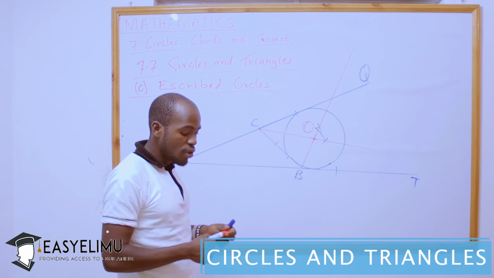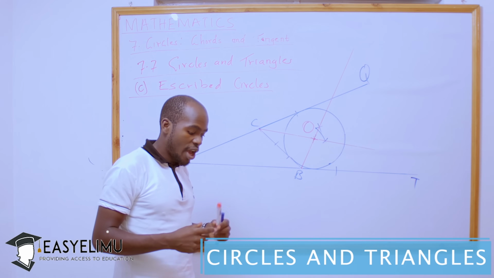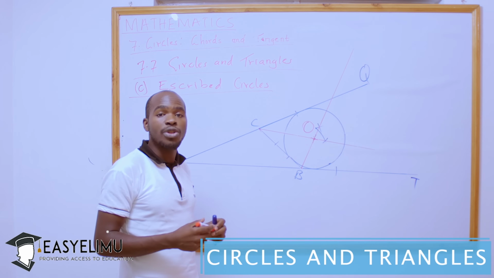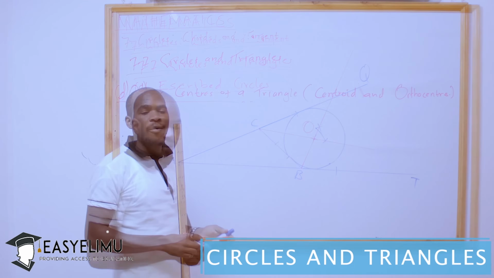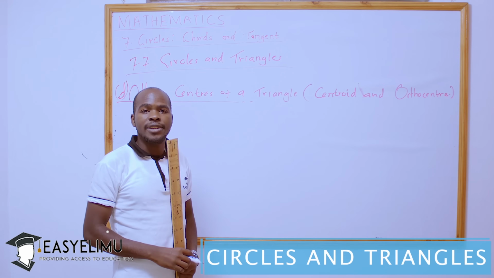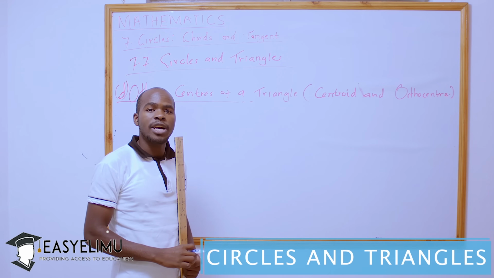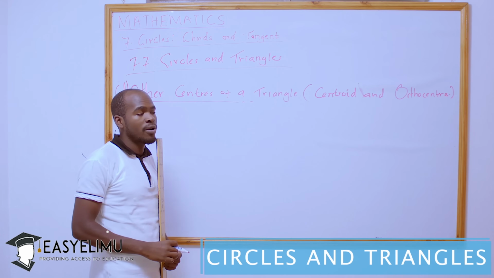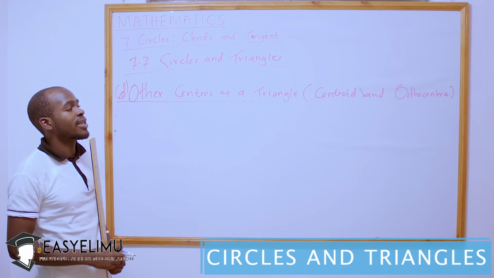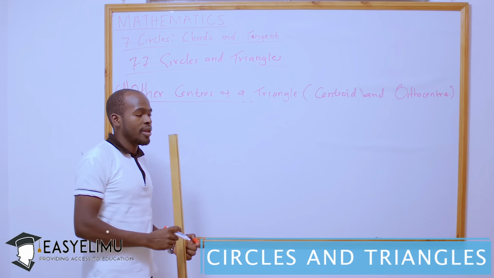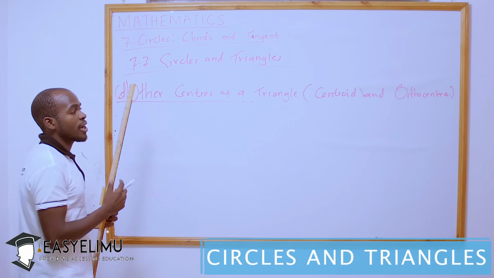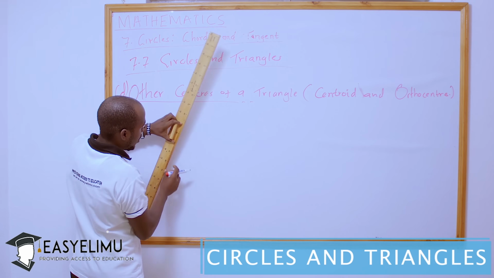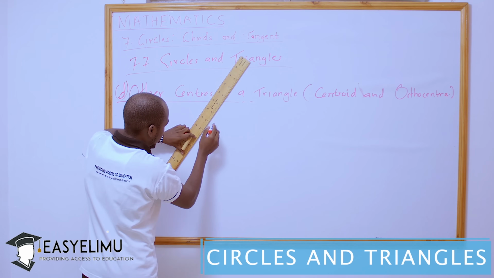Next we shall be looking at triangles, and that will be the orthocenter and centroid. We have seen different kinds of centers in a triangle which we use to construct circles. Now we are going to see other centers of a triangle, the orthocenter and centroid. For that, we are going to start with the orthocenter, and we shall start with a triangle like this.